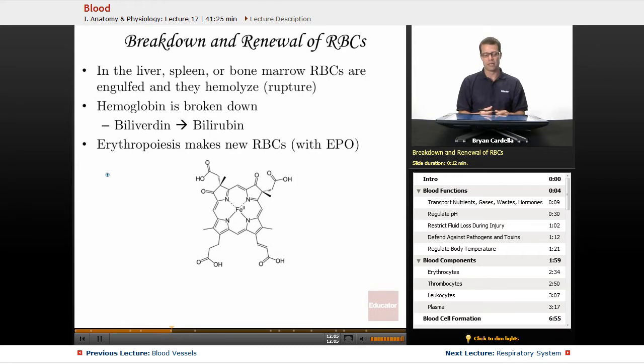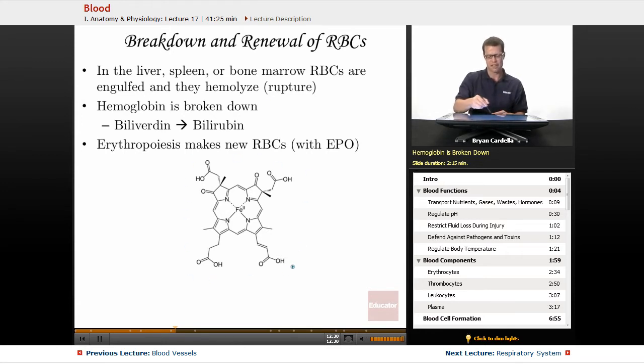Breakdown and renewal of red blood cells. So in the liver, spleen, or bone marrow, that's where red blood cells eventually end their journey. They're engulfed by cells there, and then they undergo something called hemolysis, they hemolyze, which causes them to rupture. They are broken down, and you take the hemoglobin molecule, which is right here.